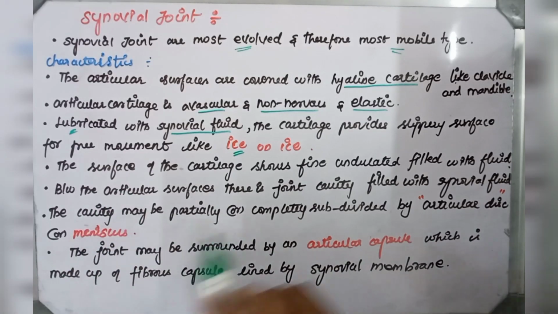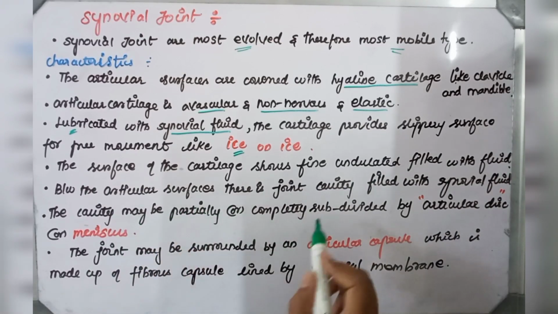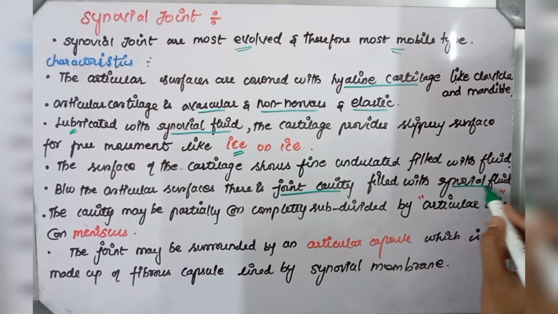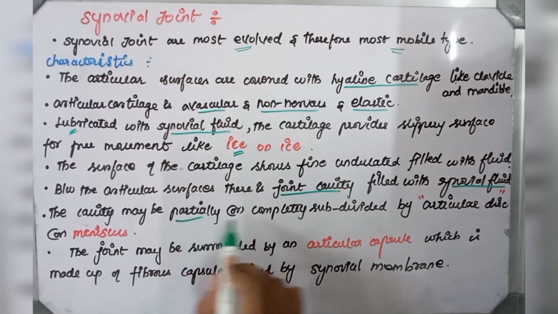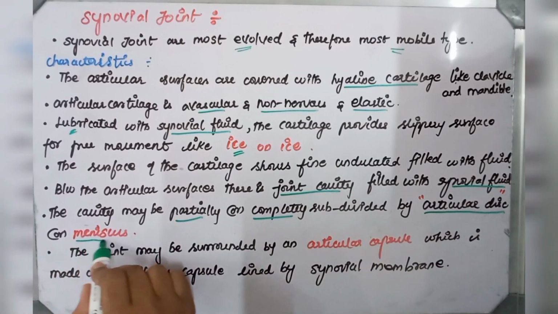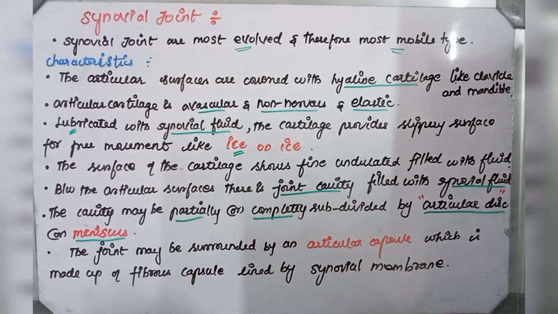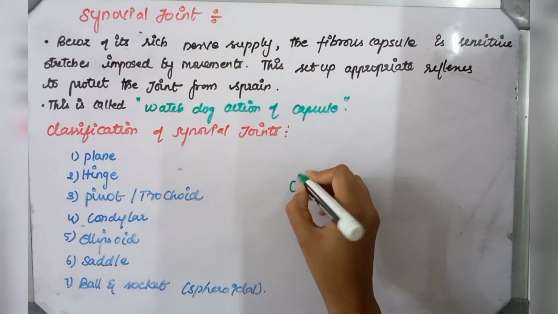Then the surface of the cartilage shows a fine undulation filled with fluid. Between the articular surfaces, there is a joint cavity filled with synovial fluid. We already know that. The cavity may be partially or completely subdivided by an articular disc or meniscus, which makes it a complex joint. The joint may be surrounded by an articular capsule, which is most important, made up of a fibrous capsule lined by synovial membrane.